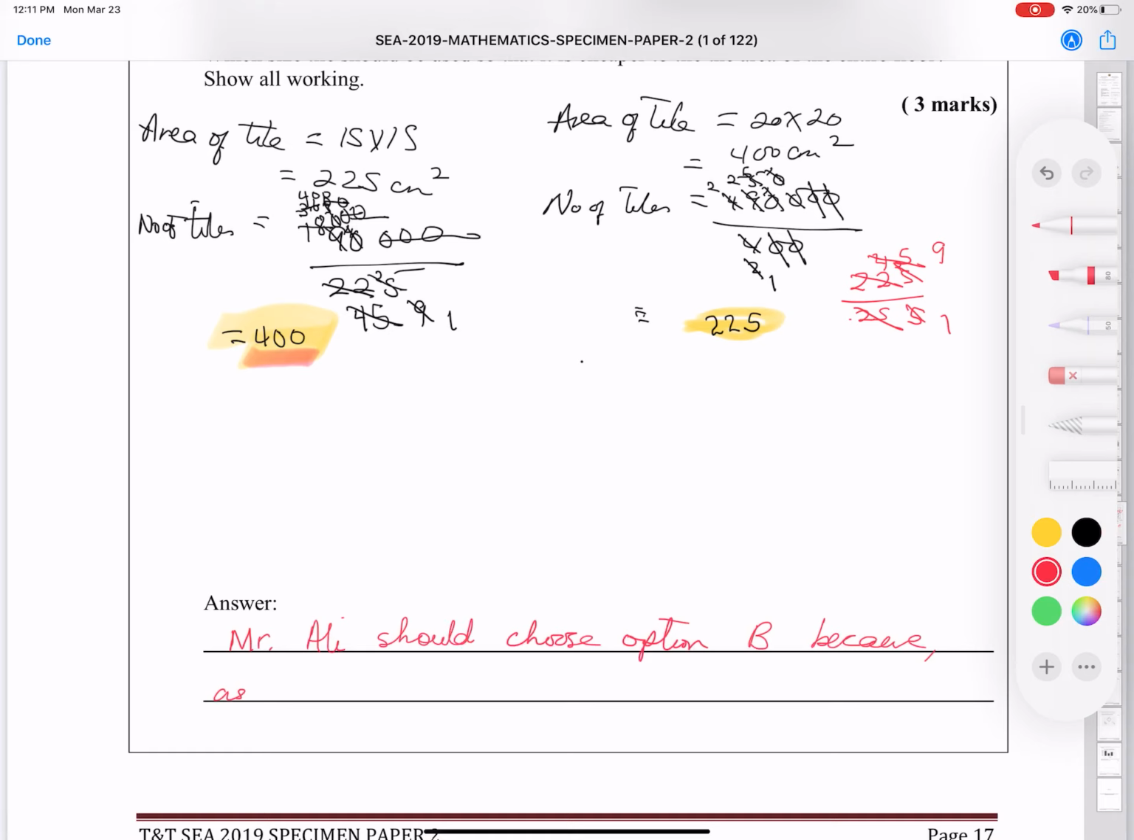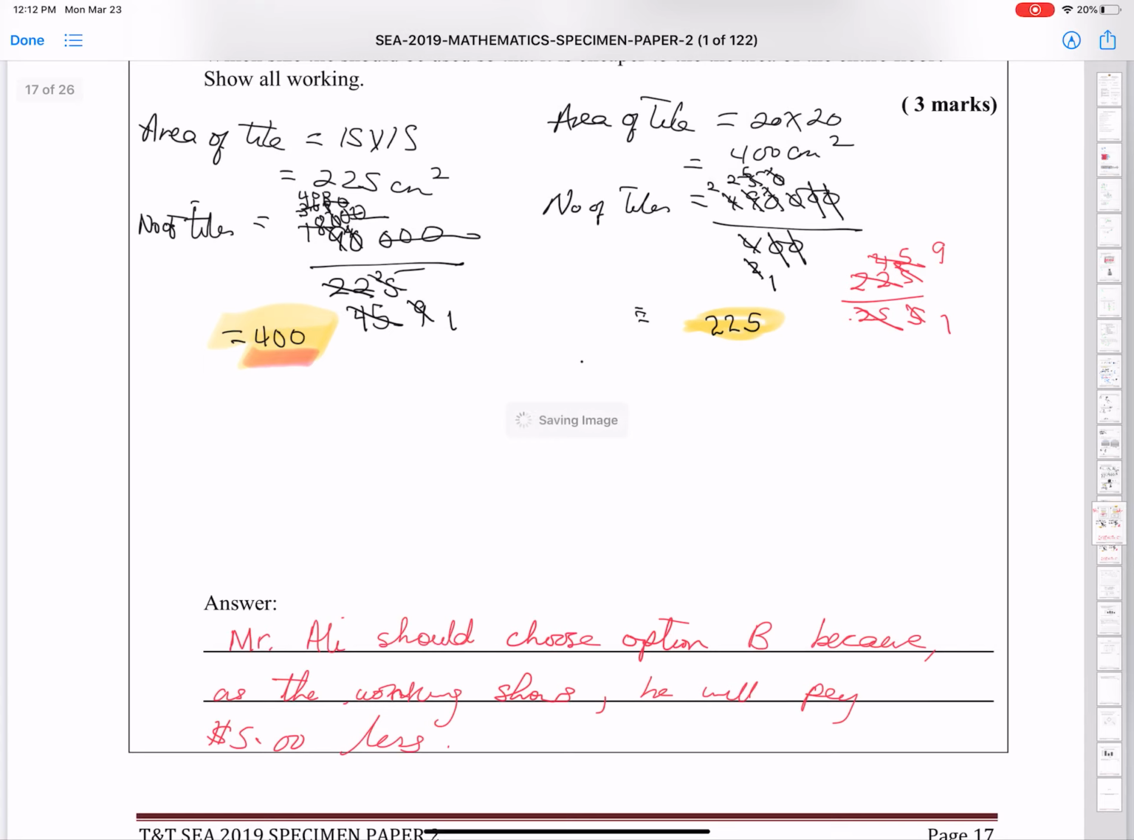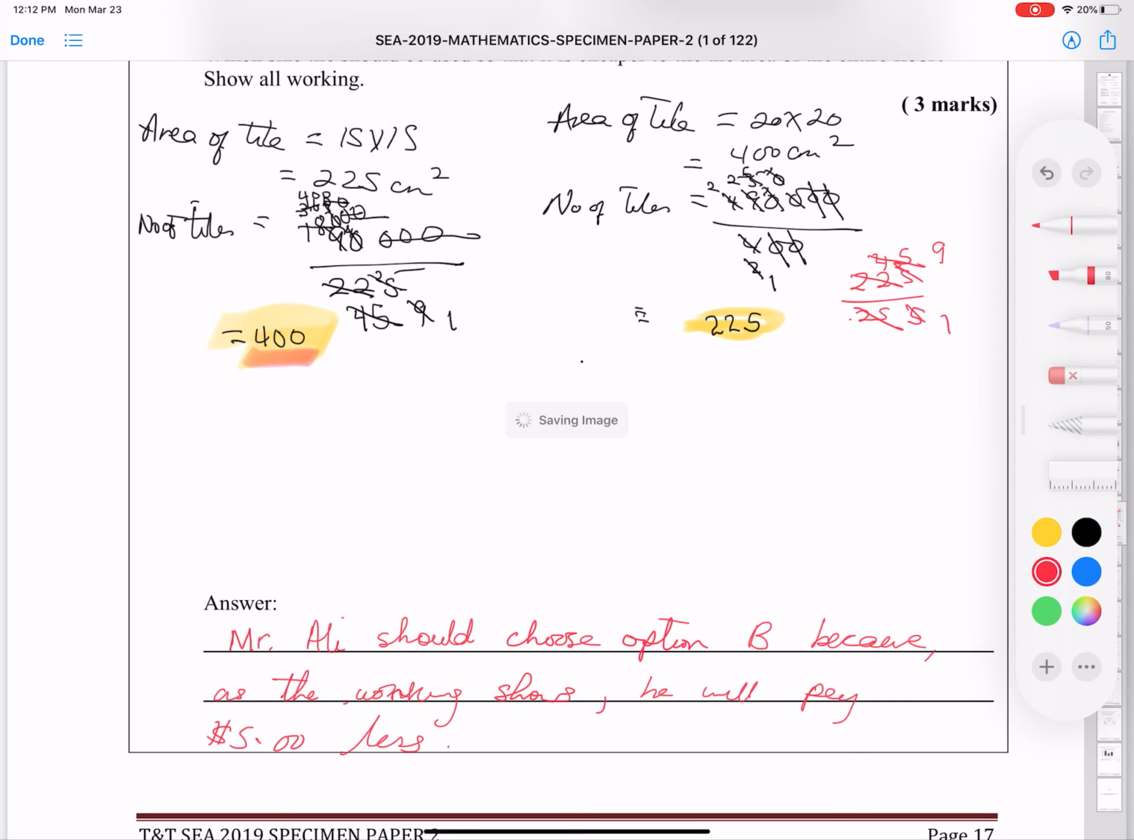So we have 1, 2, 3. So we'll go with 5 horizontal and 5 vertical. 1, 2, 3, 4, 5. Alright, so we had 1, 2, 1, 2, 3, 1, 2, 3, 4, 1, 2, 3, 4, 5, 1, 2, 3, 4, 5, 6. So the next one will be 7 horizontal and 7 vertical.